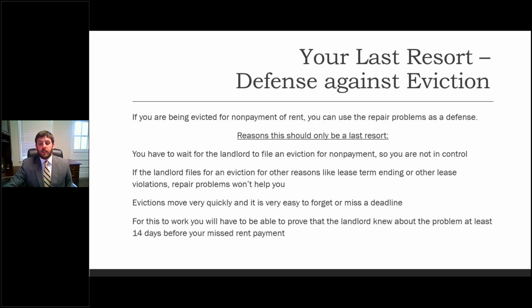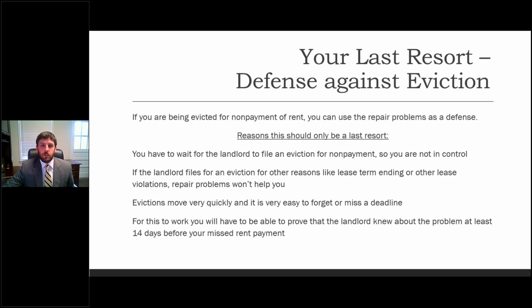If you tell the judge, "I've been withholding rent because of this repair problem," the judge will ask, "How do you know the landlord knew about the problem?" And it's going to be up to you to prove it. You're going to bear that burden. So if you can't prove that the landlord knew at least 14 days, then your defense is most likely not going to work. So it's a better idea all around to try to use one of those other options.